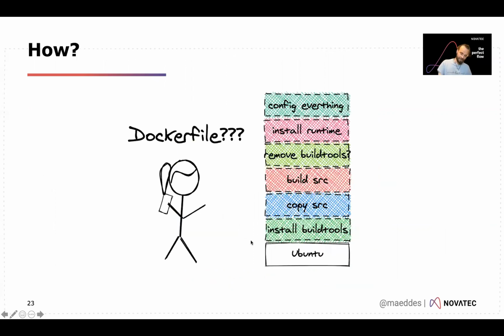Doing that in the case of Java would probably look like this. So: get a base container, install the build tools, copy the source, build the source, then remove the build tools again, because you want to have that image as small as possible, and install the runtime and configure everything. So that could be a fairly cumbersome Dockerfile.